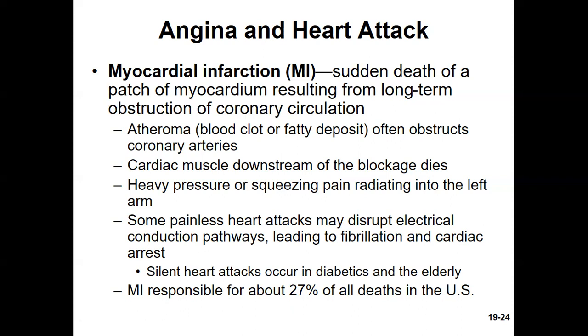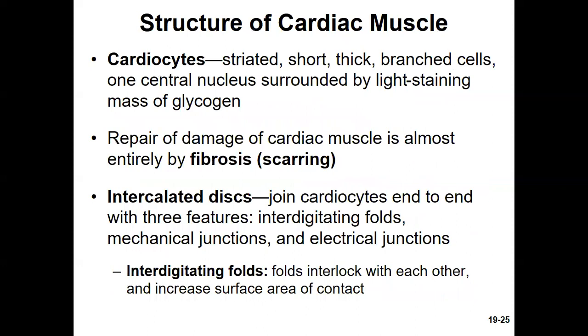Myocardial infarction is responsible for just over a quarter of the deaths in the United States. So let's talk about the actual structure of the heart muscle. You have cardiocytes. These are heart cells. Heart cells or cardiocytes are striated, meaning they have stripes. They are shorter than some of the other types of muscle tissues that we've seen. They're thick and they're branched. They also have one nucleus that sits in the center of the cell.